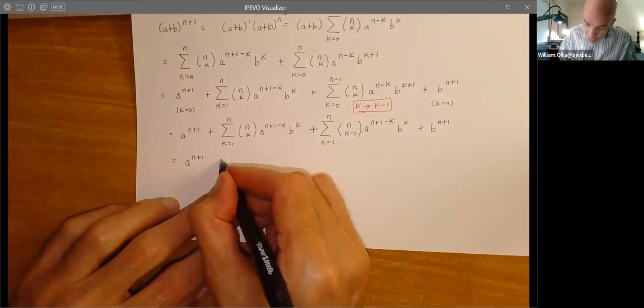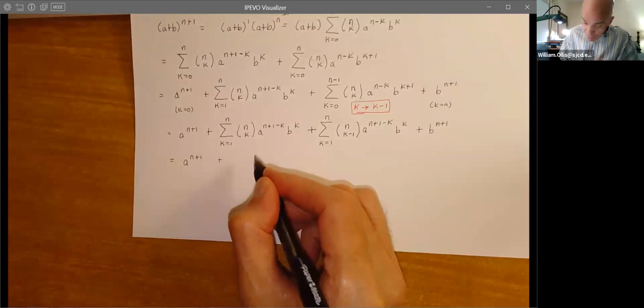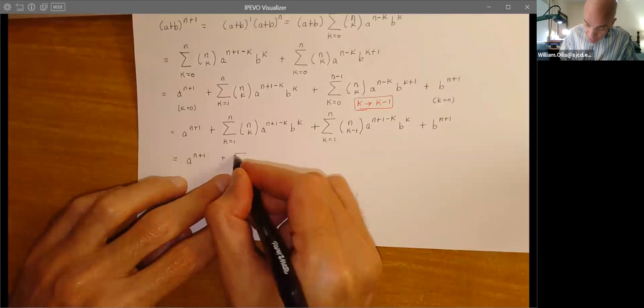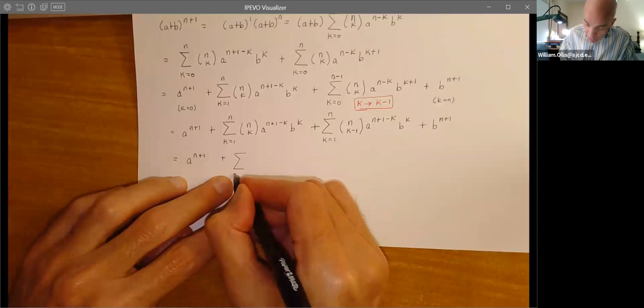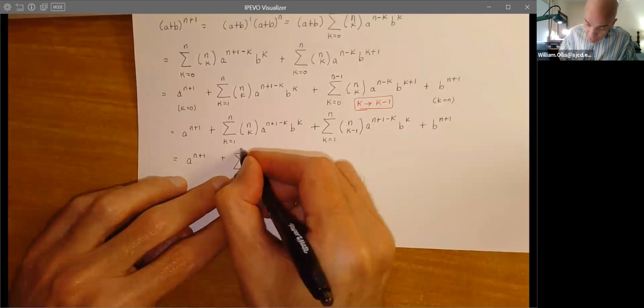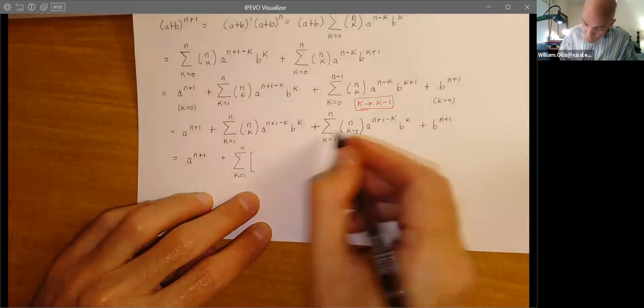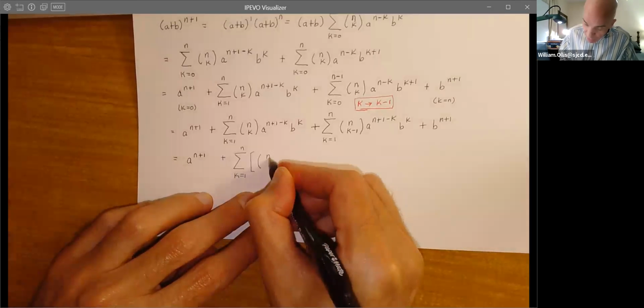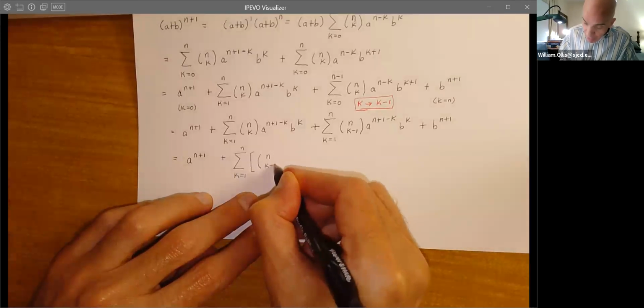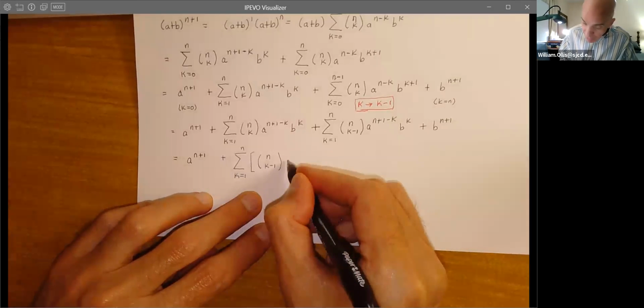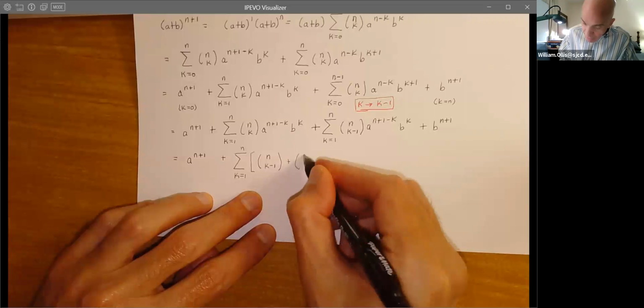So now, plus, let's just combine both of these series. So we'll have K equals 1 to n. And now we'll just put this in brackets, and I'll write this term first. And that's how I wrote the identity. K minus 1, n choose K minus 1, plus n choose K.